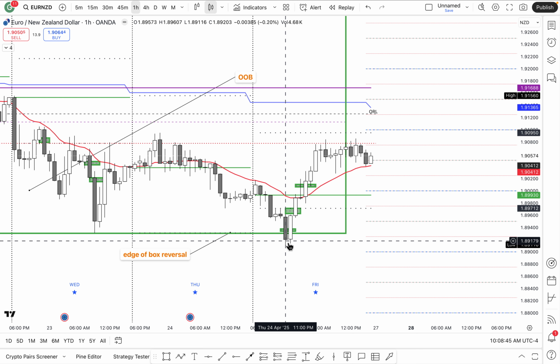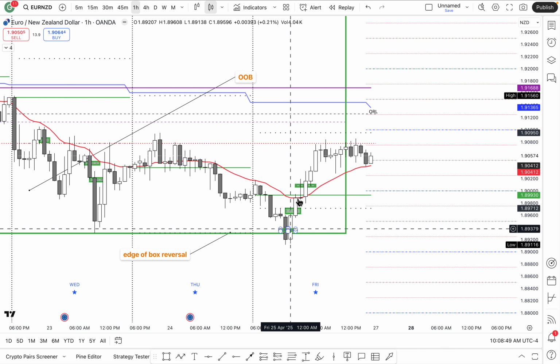Those of you trying to enter in the first bar, so let's say for example this bar prints here, some traders are trying to buy here. For me, I will not buy here. If you buy here and the market reverses, lucky enough for you, congratulations. But for me, I want to buy here.